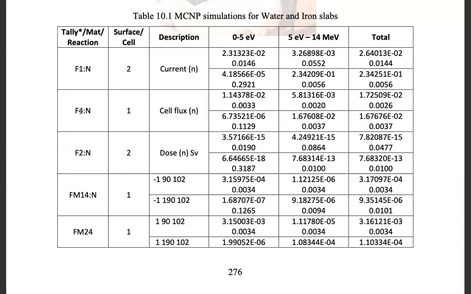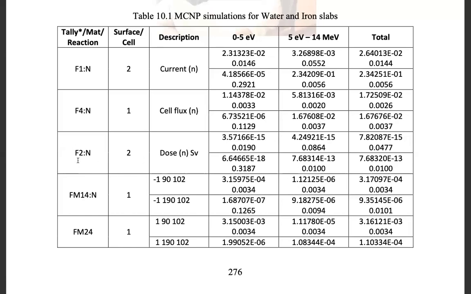Now let's look at the F4 tally. F4, F14, F24, 34, 44 are flux. Now the cell flux, you can see water is 10 to the minus 2 in the lower energy bin, 10 to the minus 3 in the high energy bin, average of 1.72 times 10 to the minus 2. In iron, the uncertainty is much higher, but the estimate is also much lower in the low energy band. And at the high energy, you can see that the flux is much higher in iron. So the flux in iron is much higher than that in water at the high energy, which means that it has not been effective, as we saw before, in slowing down fast neutrons.